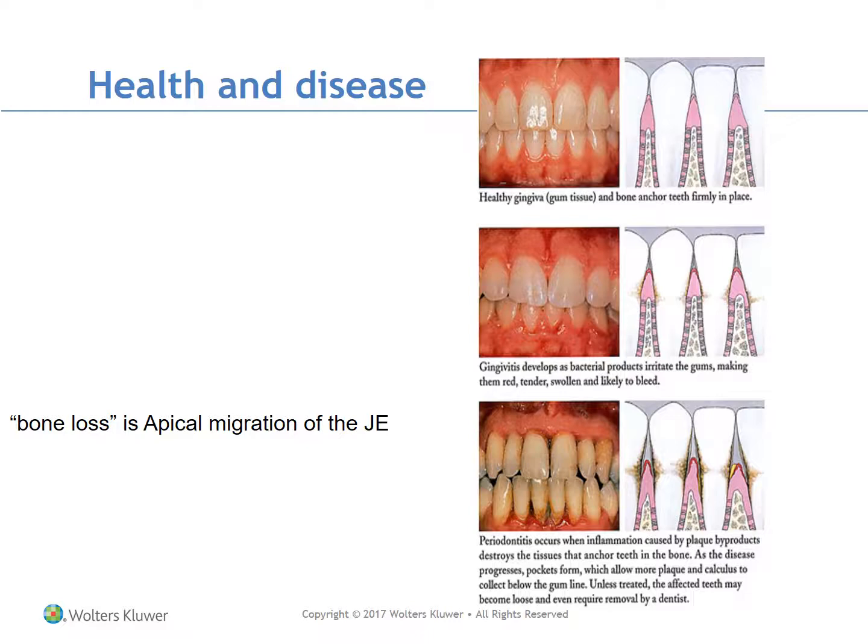All right, so health and disease. You can see in the upper picture that the gingival health is looking good, the bone is anchored, and the teeth are firmly in place. Then in the second picture, you can see where there's bacteria here. We have a little bit of calculus kind of irritating the area. That is a risk factor, right? So it's irritating the gums, making them red and tender and swollen, which is then allowing the bacteria to go in and to destroy the bone.